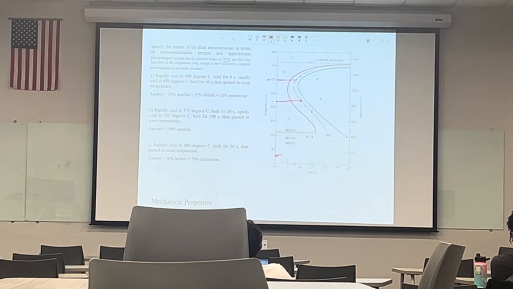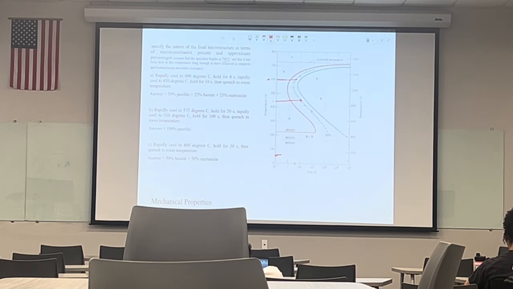Does that make sense? So whatever is left from the austenite, half of that is going to turn into bainite. So that was the first step, right? In the first step, just consider it like that. So in the first step, let's say 50% of our system turned into pearlite.